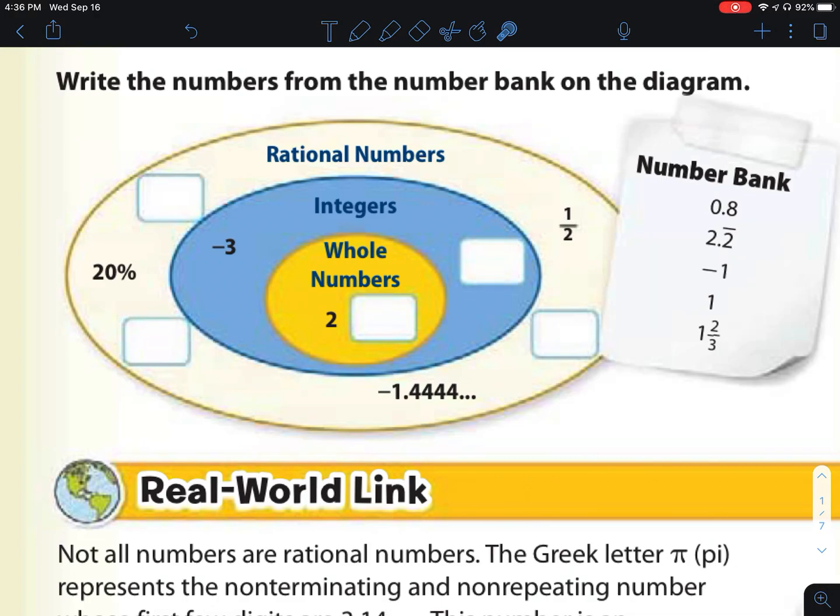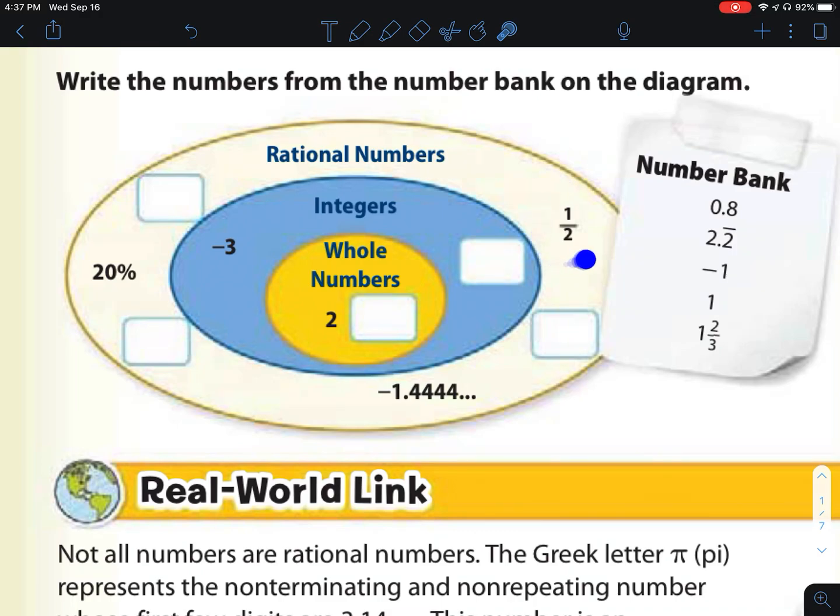Now, what do you notice about integers? Remember when we learned about adding and subtracting integers, we know that the definition of integers is whole numbers and their opposites. So if you get a whole number and its opposite, it is an integer. So negative 3 is an integer, 2 is also an integer. So those are integers. Anything inside this set is a set of rational numbers.